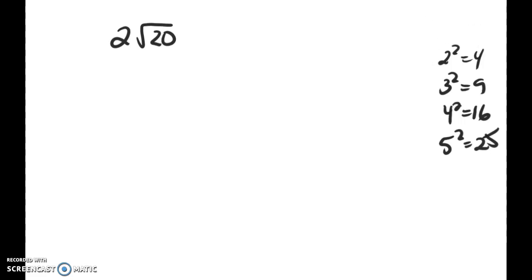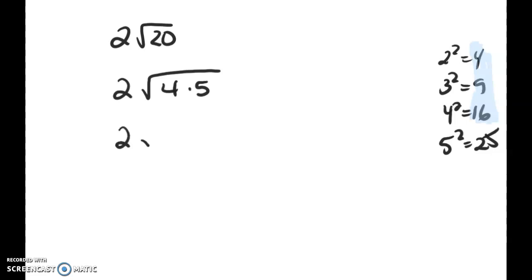I look for any of these numbers, and it has to be less than 20, so I don't even have to look at 25, that are factors of 20. Is 4 a factor of 20? Yes. 9 and 16 are not. And so I can break 20 into 4 times 5.